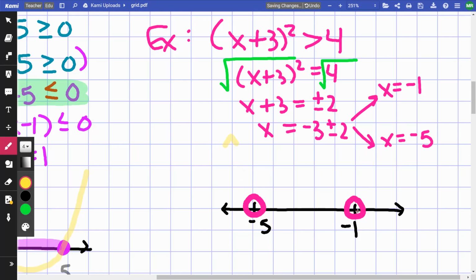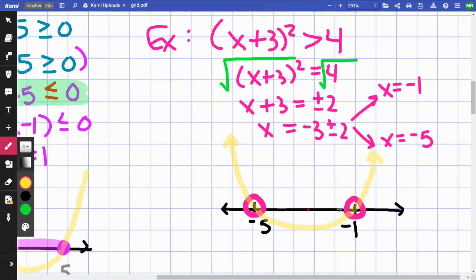And let me just talk it through as I'm drawing it. Outside of negative 5, negative 6, negative 7, negative 8, and so on, I'm above 4. Now I'm at 4 at negative 5. In between negative 5 and negative 1, I'm below 4. Once I get here, I'm at 4. And then I'm greater than 4. So I want where my values are greater than 4.